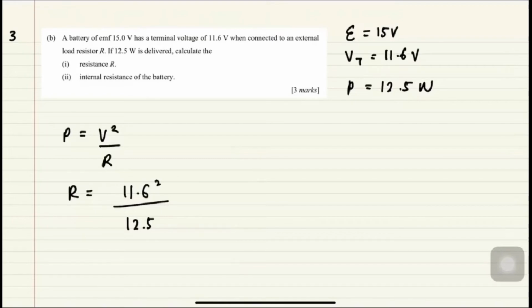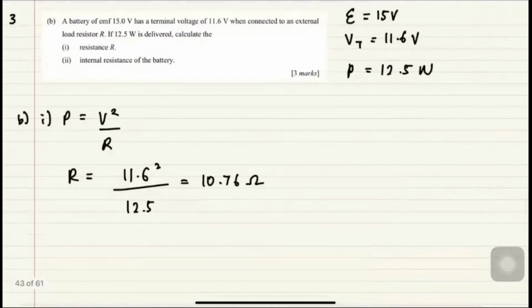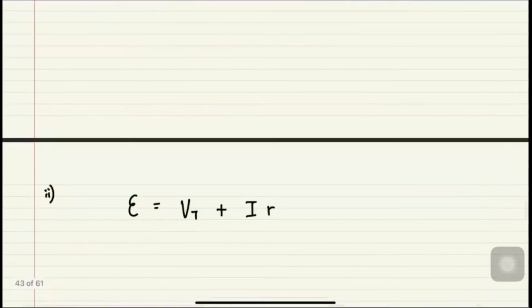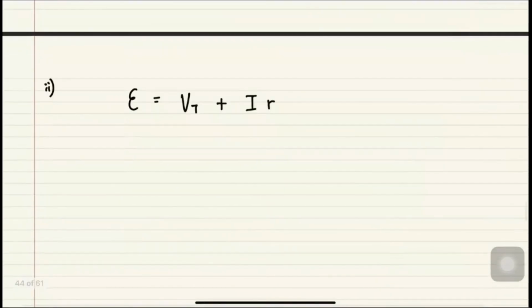Okay, for B2, they ask you to find the internal resistance of the battery. So to do this, you can use the formula of internal resistance. EMF equals terminal voltage plus Ir. And remember, I here you don't have yet. You can calculate separately. Okay, you know that P is equal to I squared R. If you want to substitute directly, it's also fine. That means I here is equal to the square root of P over R.